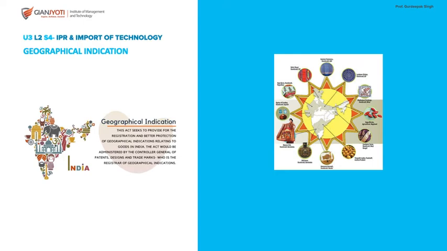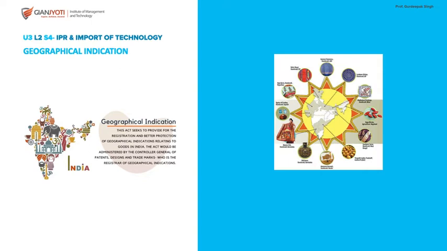There is another very interesting feature which has recently come up, which is geographical indication. In order to understand that, what it means is that anything can be pinned to a particular location as the origin, because that product or service is linked to that geographical area, and we call this the geographical indication. And in India, they provide for the registration and better protection, as I said, for the geographical indicators related to the goods.